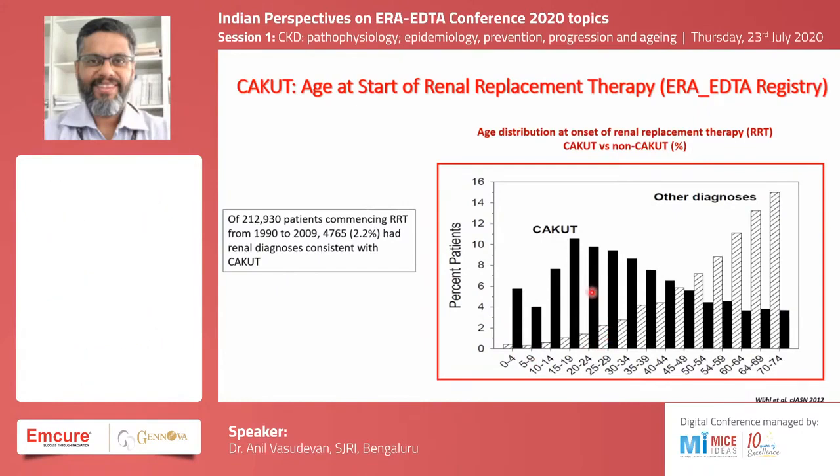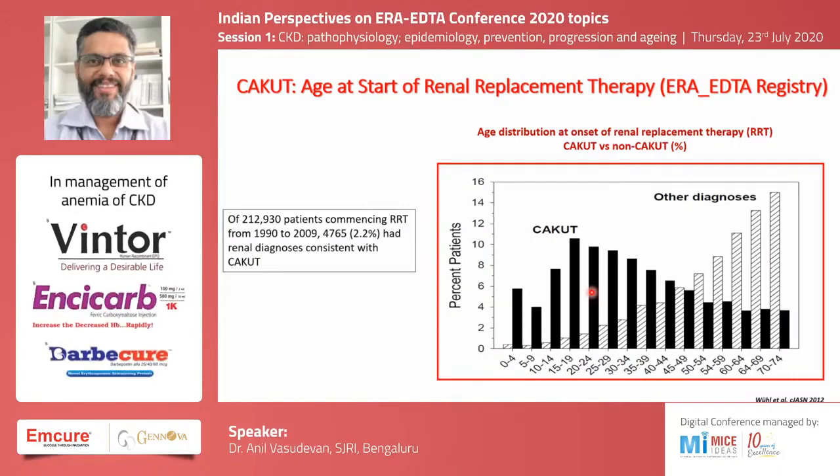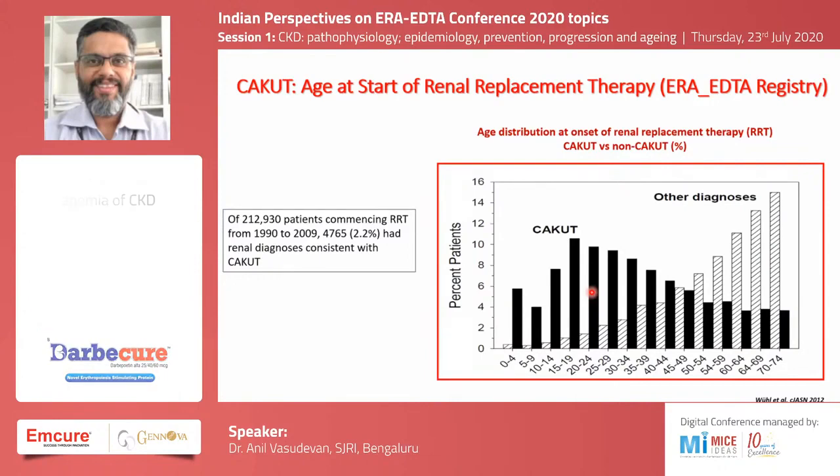So it's clearly suggesting that CAKUT is associated with significant morbidity and mortality also, and studies have shown that they tend to have a lower survival as compared to glomerular disease.